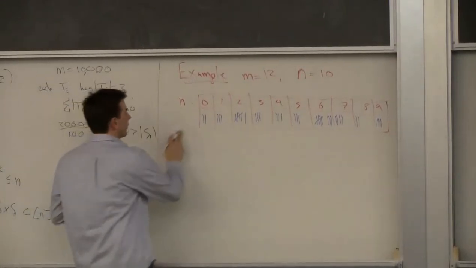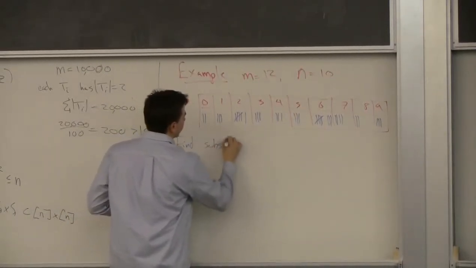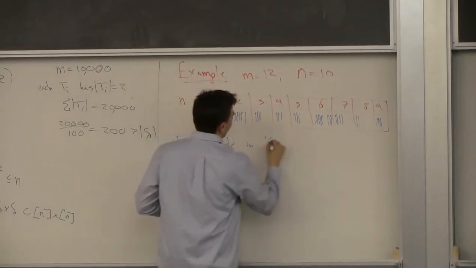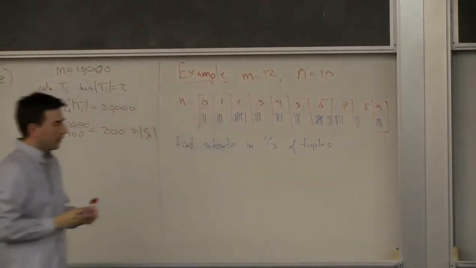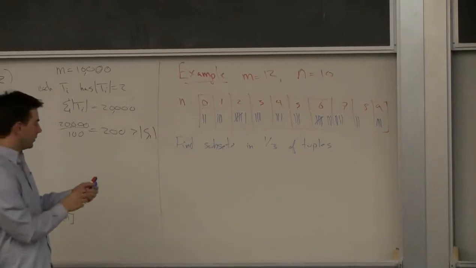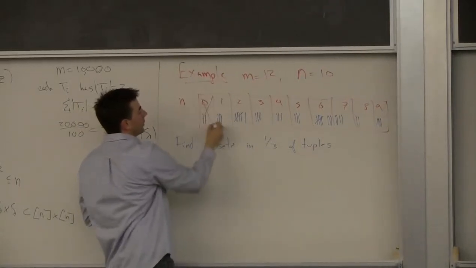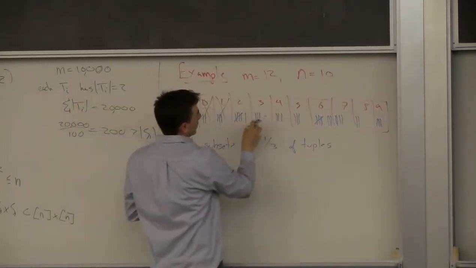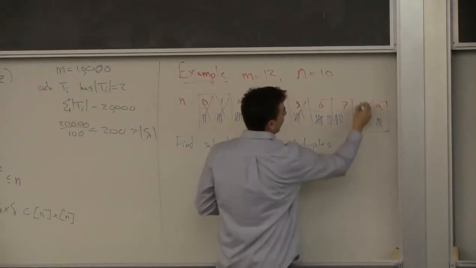Okay, so now find subsets in 1/3 of tuples. Okay? So if that's the case, I have 12 tuples, so they need to occur in at least 4 of the tuples. Okay, so that means that these subsets cannot include 0, cannot include 1, and so it cannot include 4, 5, or 8.